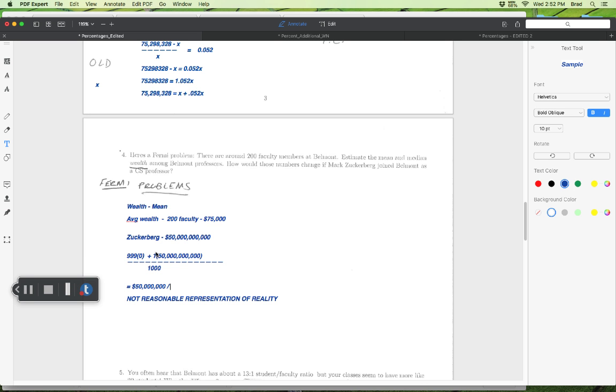That is our average wealth. Again, that's not a reasonable representation of reality. Reasonable or meaningful, let's just say meaningful. So, in fact, it's mostly not meaningful.